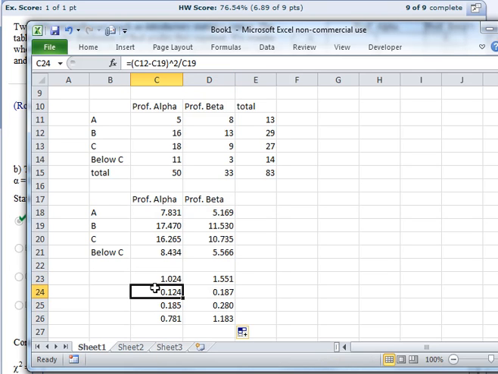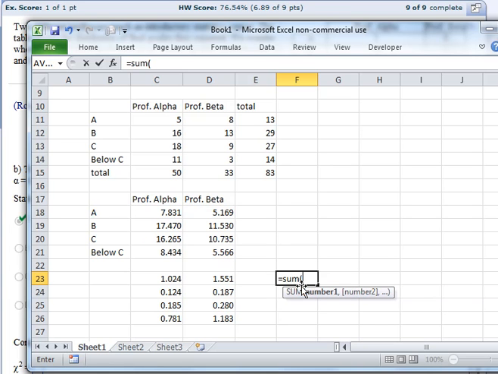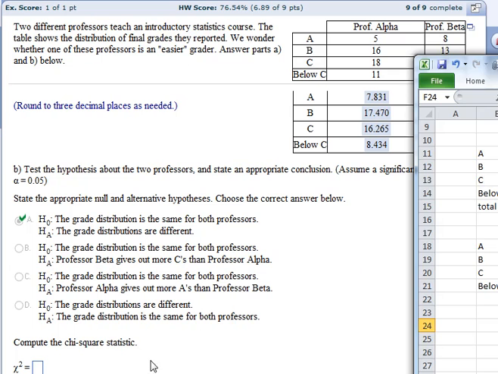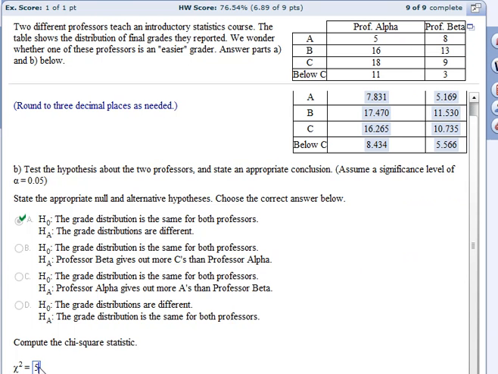That is doing the observed number of B's minus the expected number of B's, squared and divided by the expected number of B's. Okay, and then all you have to do to get the chi-squared statistic is to sum all of those numbers. So we'll just say equals sum, and then come in here and add these up. And so 5.315 is our chi-squared statistic.